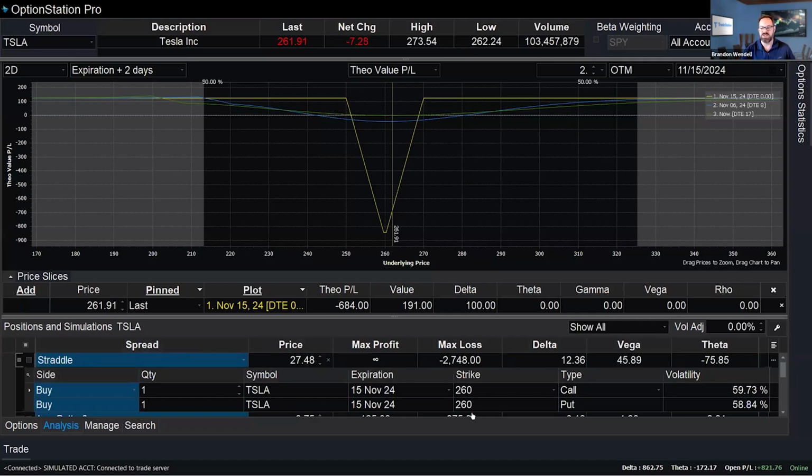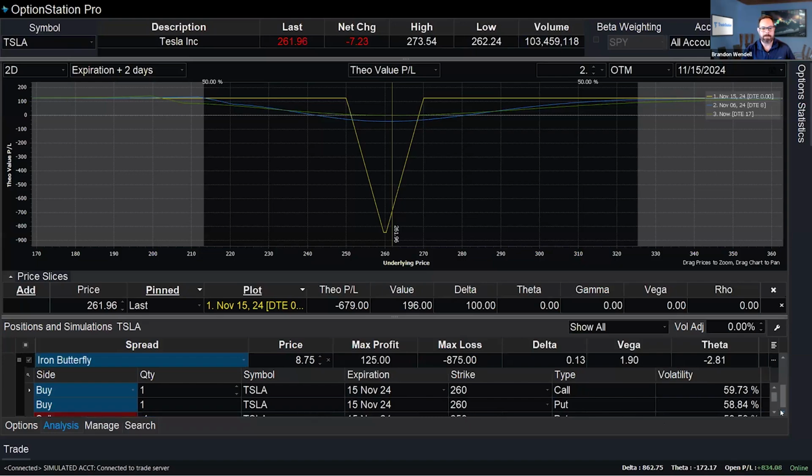But when you go to the condor, or sorry, butterfly, there we are, iron butterfly. Now look what my price is, $875. But notice what's changed. Okay, now I'm not saying this is a good position. I just threw it in as an example. I've reduced my risk from 2,700 to 875, right? So I reduced it quite a bit, and I've capped my max profit. Before it was infinite, now it's 125 bucks. So I probably wouldn't want to risk 875 to make 125, obviously.